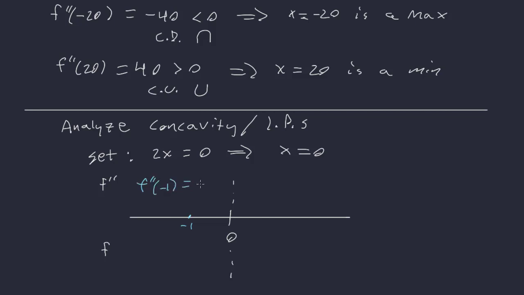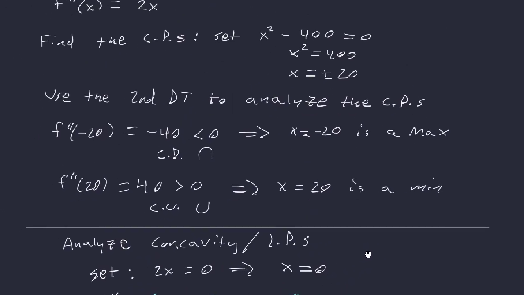So f double prime of negative 1 is negative 2. So specifically we're negative. So f is concave down here. Notice we've actually already checked this with, say, negative 20, right? So I could actually say positive 20 here, right? And that's 40. So this is concave up. So actually the nice thing about the second derivative test, it has actually given us our intervals of concavity. So that's one really nice thing about it.